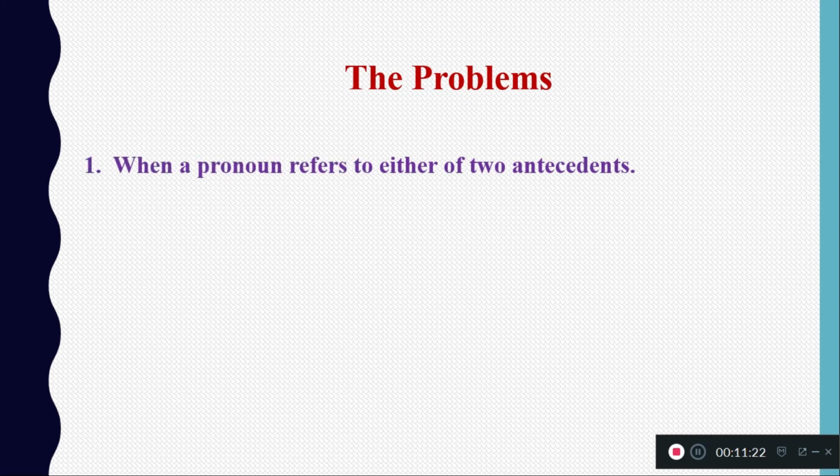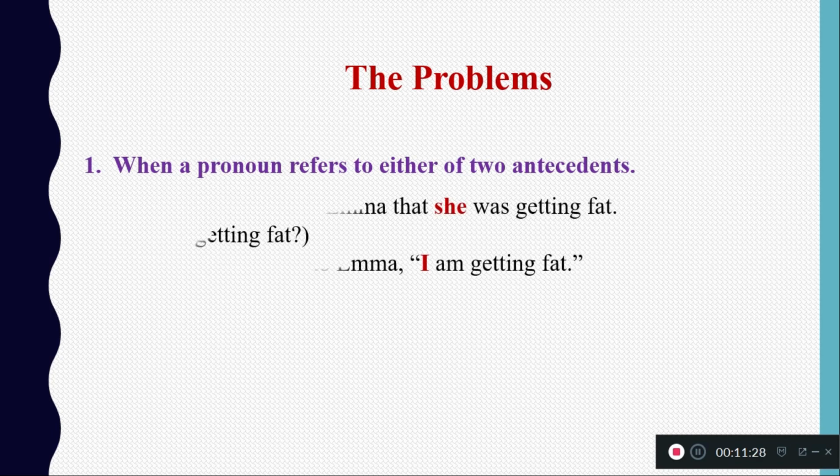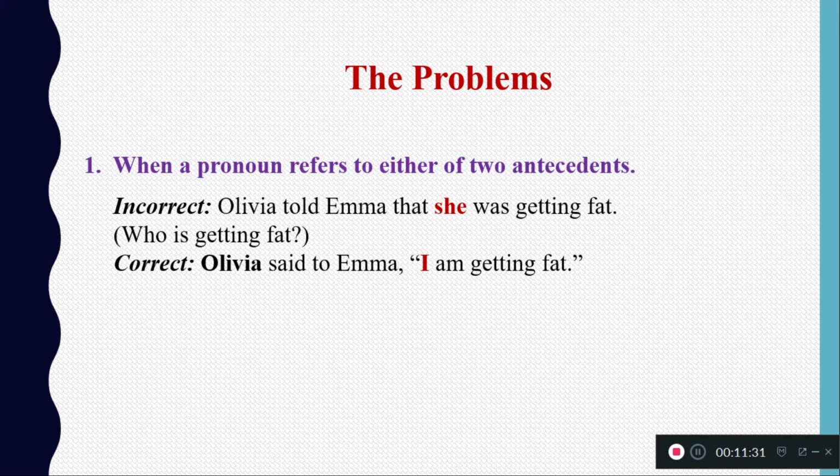Dear students, I have already discussed the ideas of pronoun antecedent and pronoun reference. Now I shall discuss some difficulties or challenges that you may face while fixing inaccurate pronouns. First of all, you may be in difficulty when a pronoun reference refers to either of two antecedents. Look at the example. "Olivia told Emma that she was getting fat." Here, it is not clear who is getting fat or whom "she" refers to in this sentence.